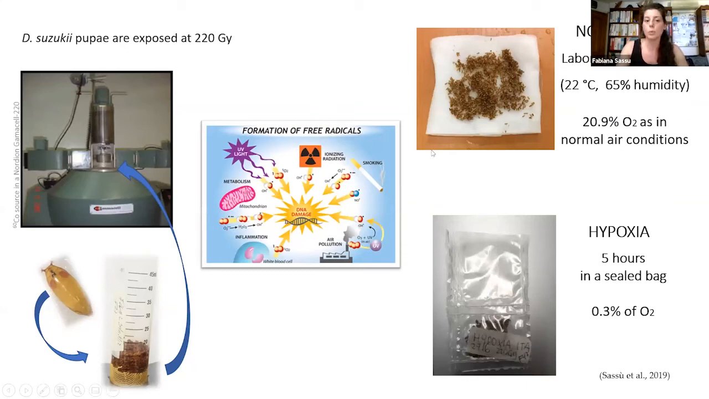So the pupae, we treated the pupae in normal air condition, which we will call normoxia, which means that they are not treated with any atmosphere conditions, but are just irradiated in normal air with almost 21% of oxygen. And we also irradiate flies in a low oxygen condition by sealing them in packages. This atmosphere creates a hypoxia level of oxygen, which is very close to 0% of oxygen.